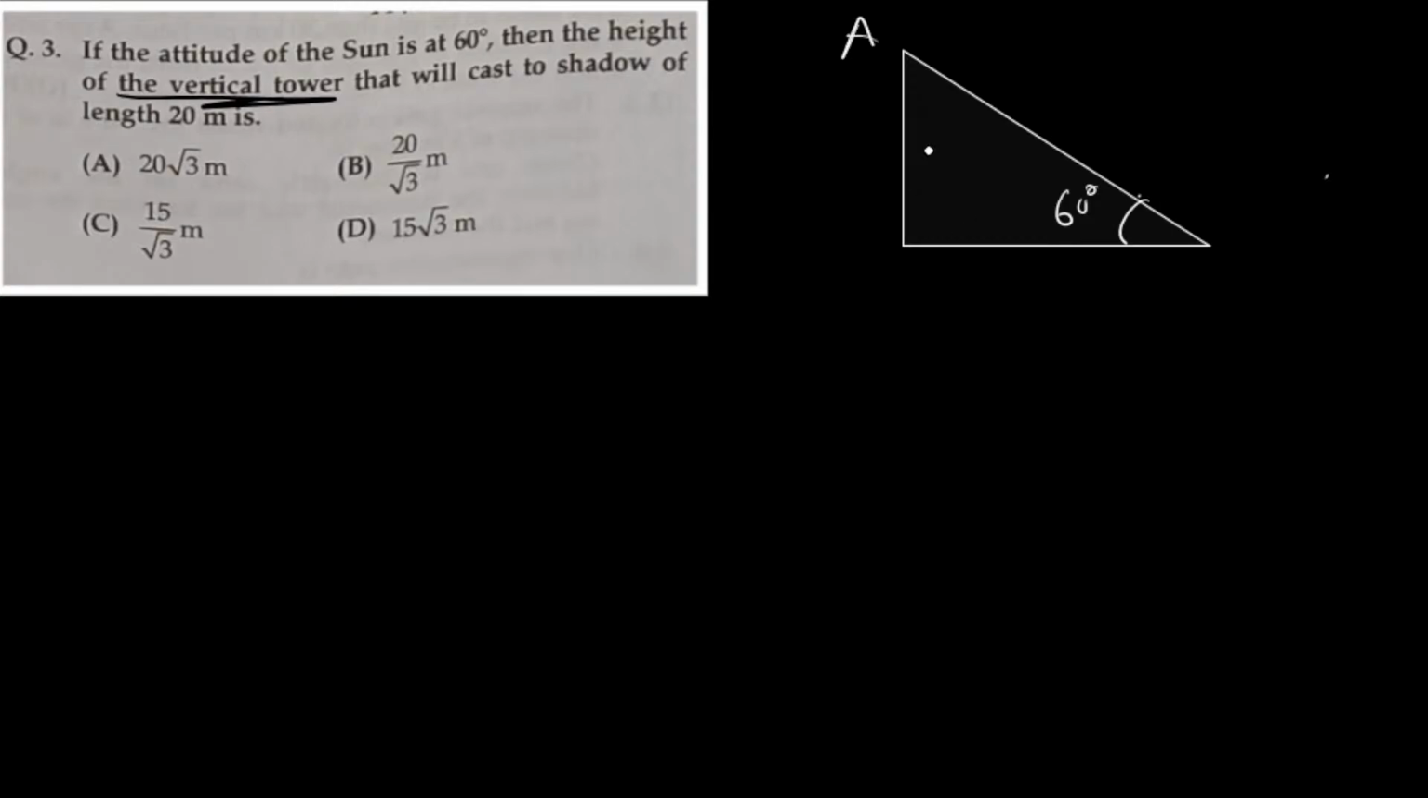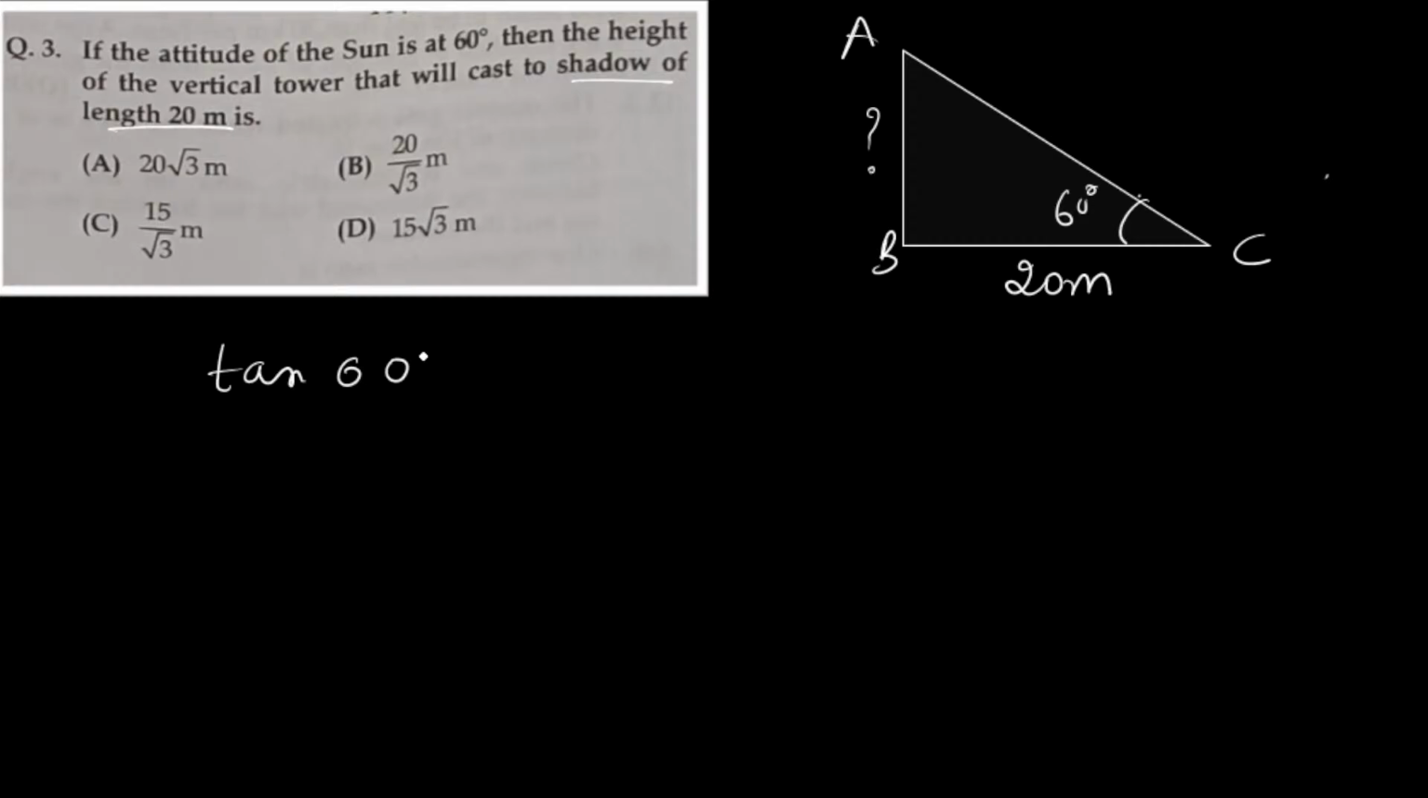See, the shadow will be at the base; we have to find the height. Don't think the shadow height is given to us. It's given to us as a shadow of 20 meters. That means the base is given to us, because the shadow will always be on the ground. So the base is given, and the height we have to find. But this type of question we have done earlier also. When perpendicular and base are involved, we can use tan theta.